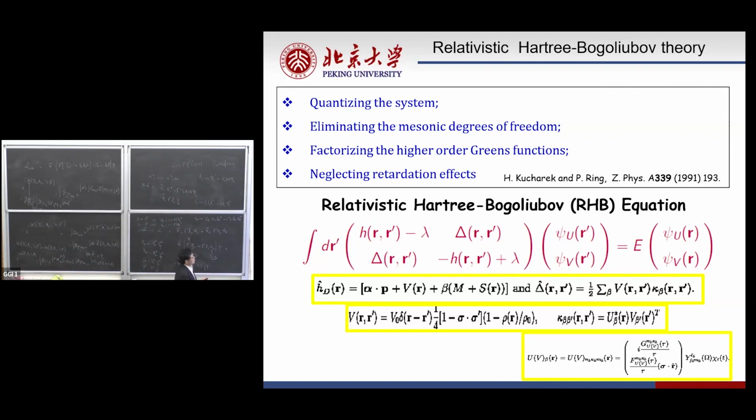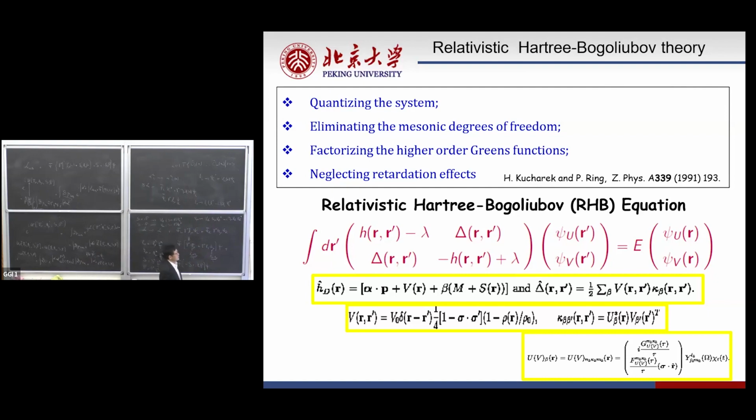So after taking into account the pairing correlation, of course, mathematically, you can prove that after you quantize the meson field and so on, you end up with the Dirac equation. The Dirac equation is an extension of the Kohn-Sham density functional, because essentially you have the particle channel and the hole channel, and then you have the pairing channels. So you essentially double the dimension of the Dirac equation.